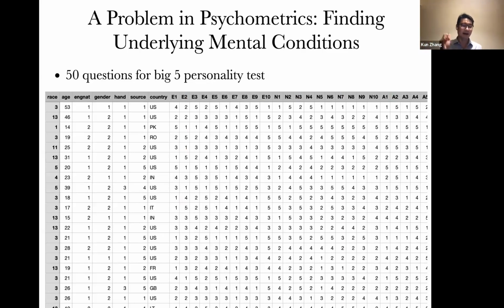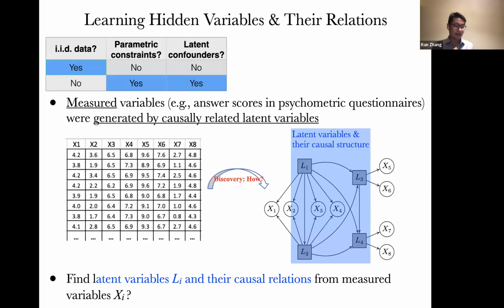Now, let's apply some method to the raw data, the answer scores to 50 questions, to see what we can discover. In other words, we allow latent confounders, and we believe latent confounders can be related. So here we have answer scores. They could be generated from latent variables. The latent variables can be related. Now let's see how we can recover the hidden world, including hidden variables and all the causal relations.